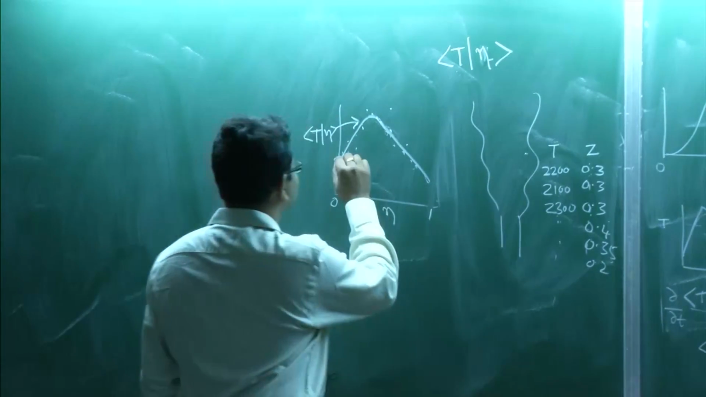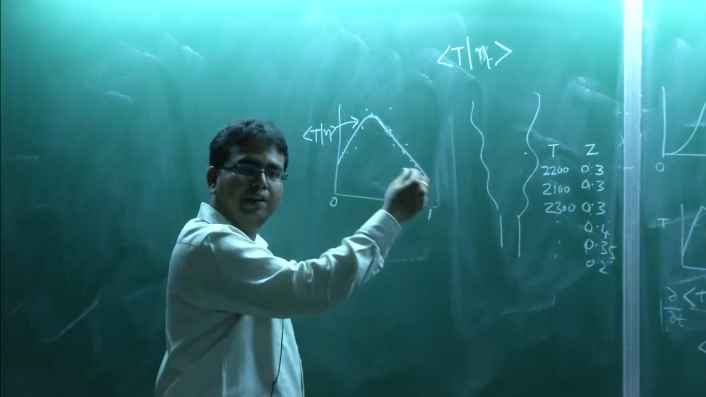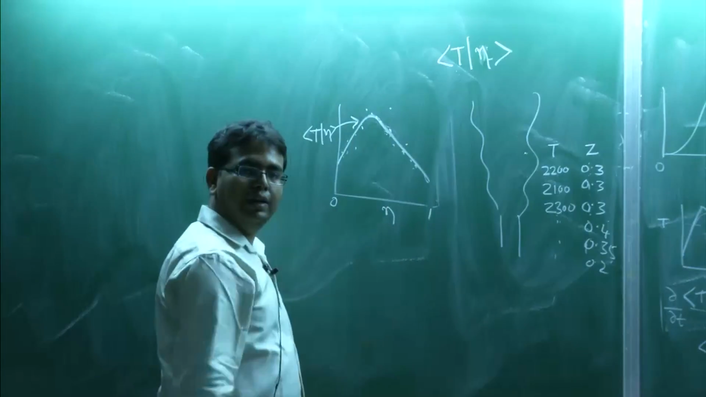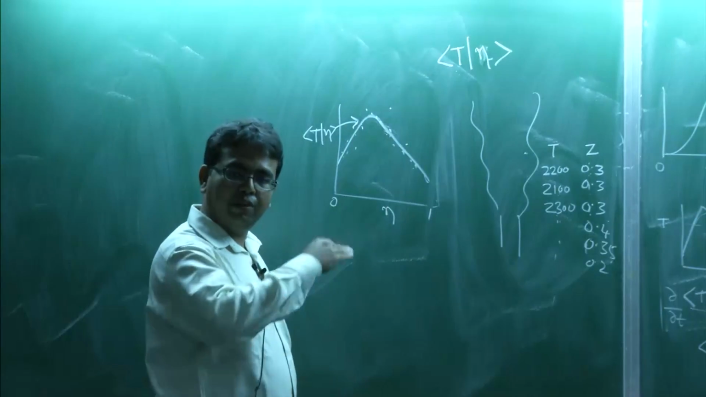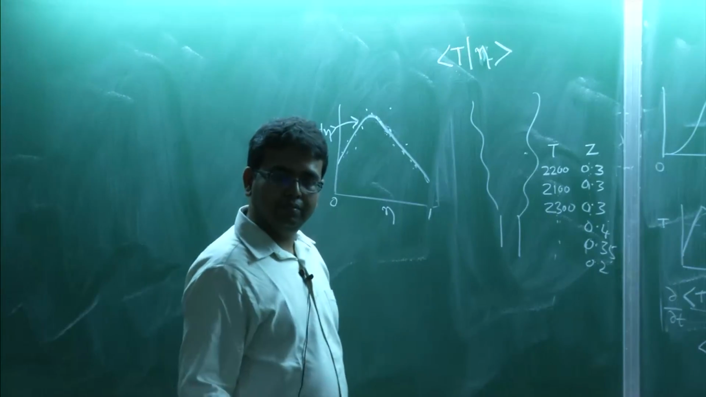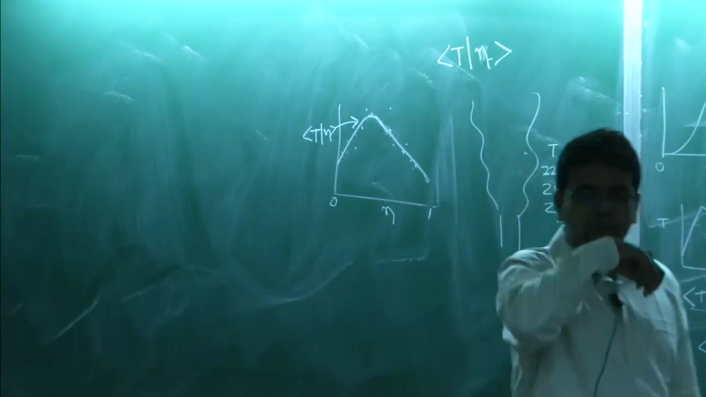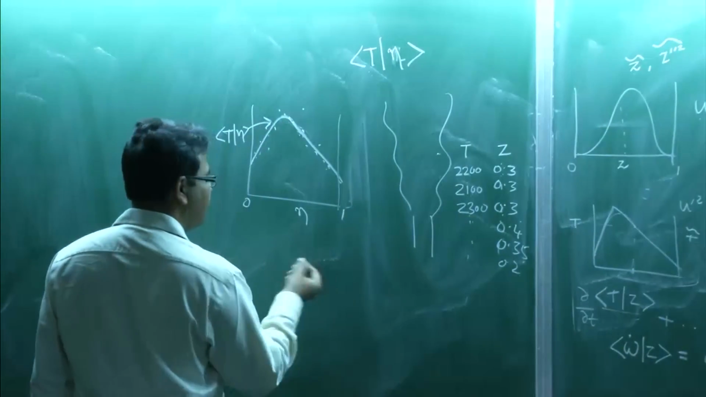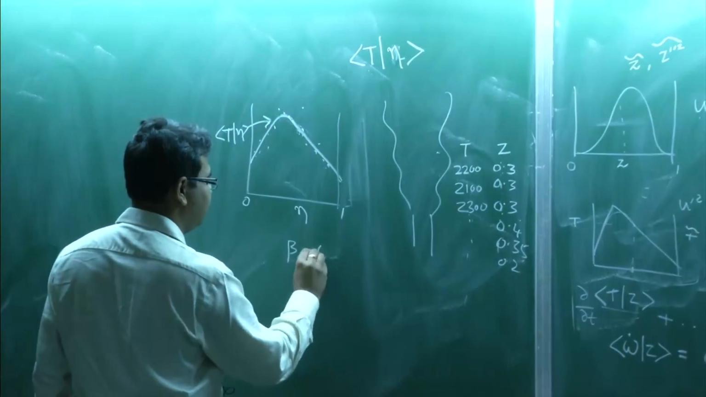So now we are trying to solve this profile every time instance. At every time step we need to solve for this T of eta. We start from some initial solution and we evolve in time. We are assuming the PDF. The PDF is given by the beta function.